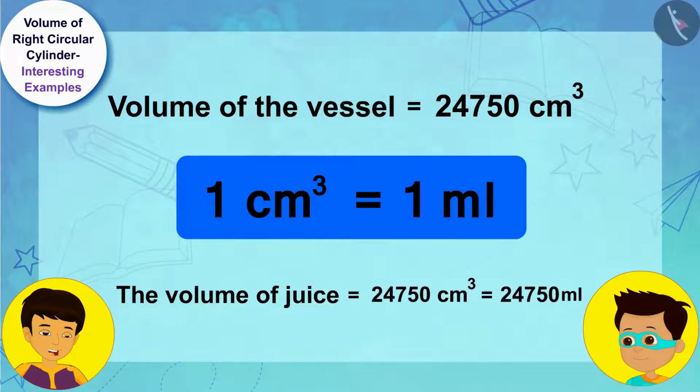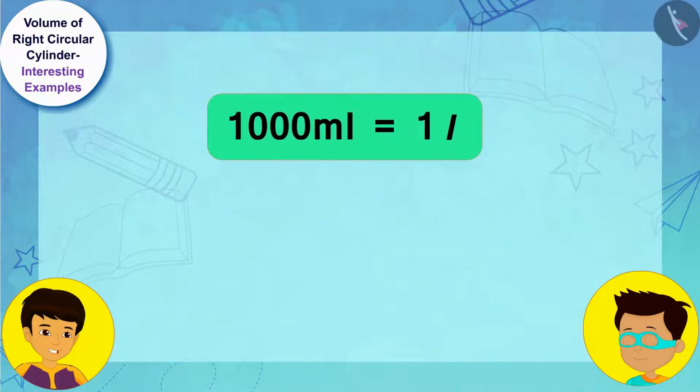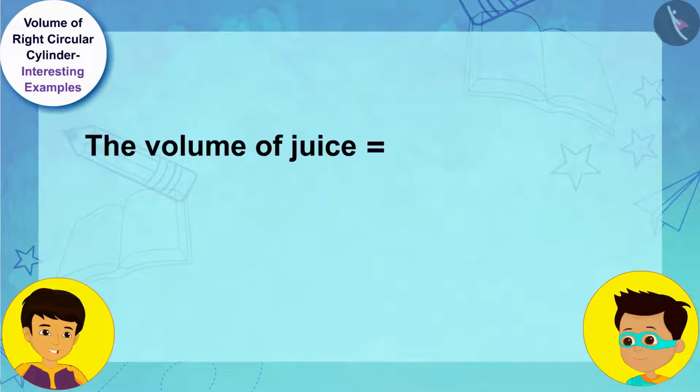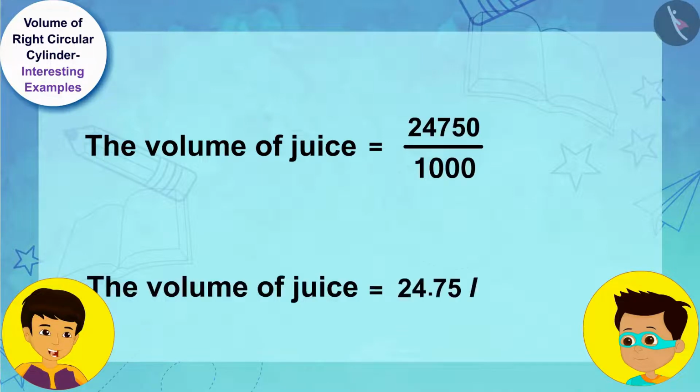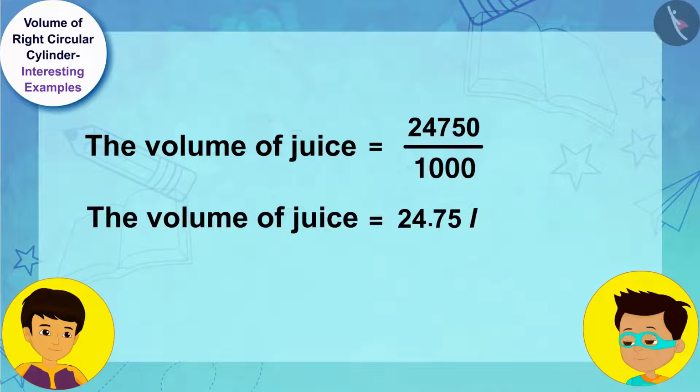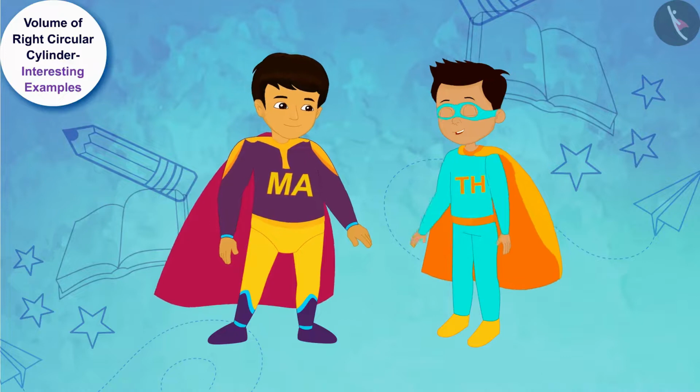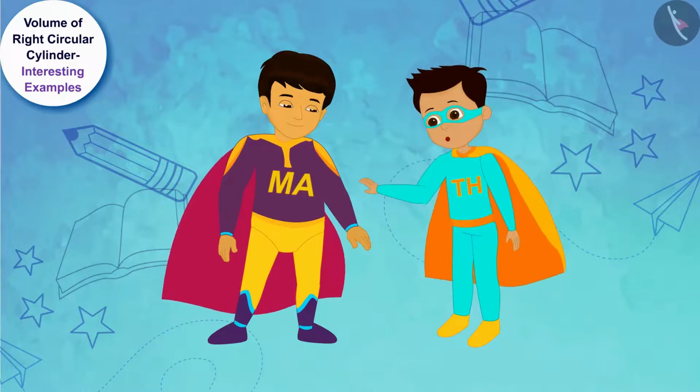24,750 milliliters. And because 1000 milliliters is equal to 1 liter, the volume of the juice is 24,750 divided by 1000. That is 24.75 liters. Wow! Let us go back to our world.